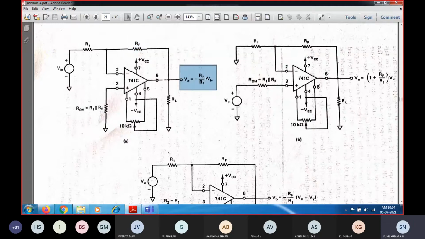So the output voltage is nothing but gain multiplied by input voltage. The input voltage is Vin, and this is going to have a closed loop gain. That closed loop gain we have already studied. For the voltage shunt feedback amplifier, we have calculated the gain, which is equal to minus Rf by R1. So this is going to provide the output voltage V0. So this is about the inverting amplifier.